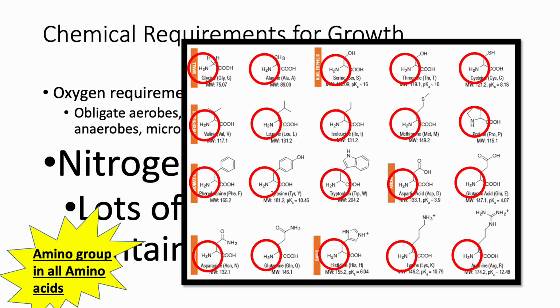And did you guess correctly? So these are the 20 amino acids. So there is an amino group in all amino acids. And look, it's circled in each one. There's a nitrogen group in every single amino acid. So nitrogen is really important for amino acids, and amino acids build proteins. So if we don't have nitrogen, we can't build proteins.